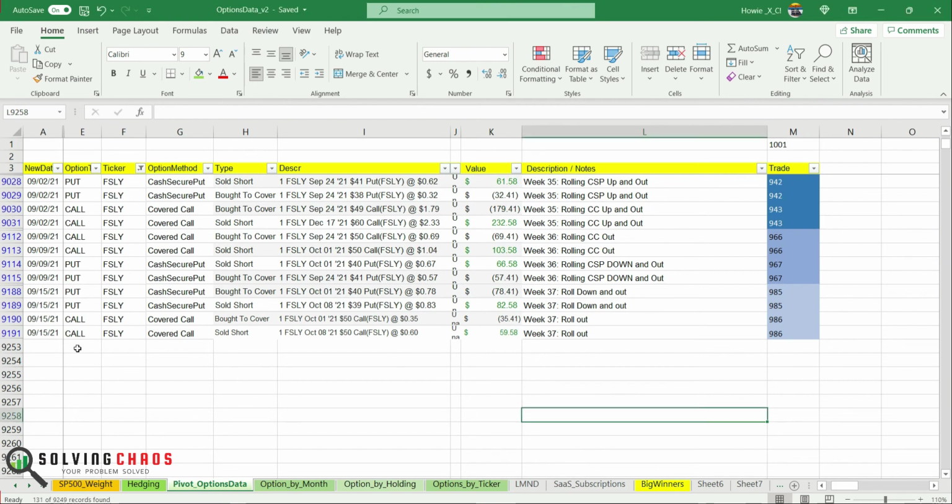The next one I want to look at is FSLY. FSLY, I did 2 moves on it. You see I have a cash secured put and a covered call. Again, not a big move on this. 2 moves, another $28 on that one.